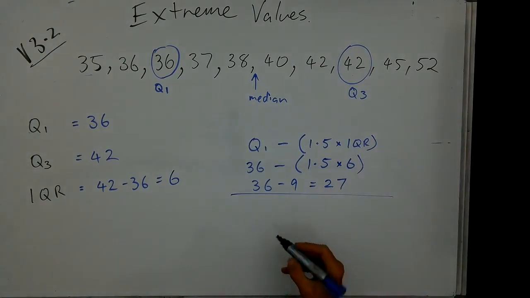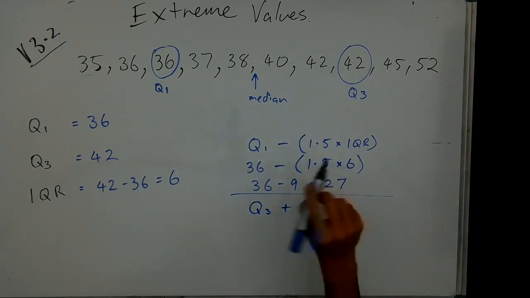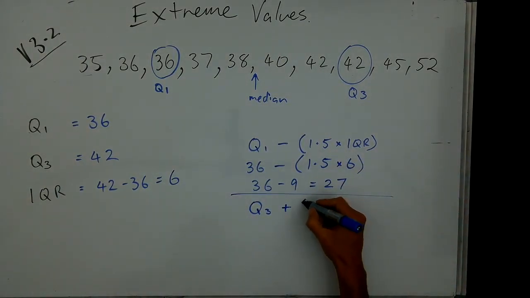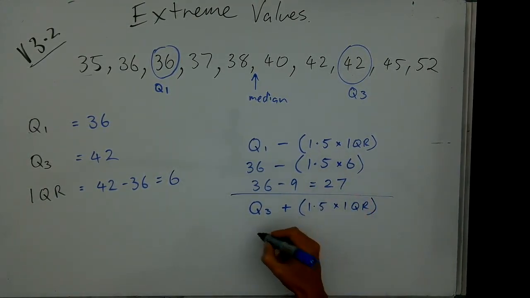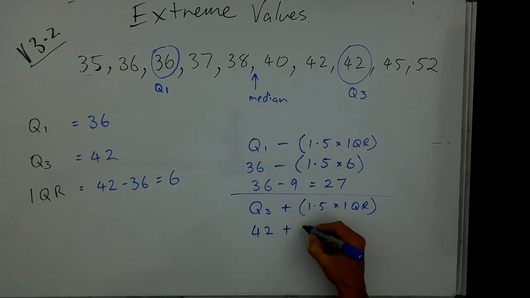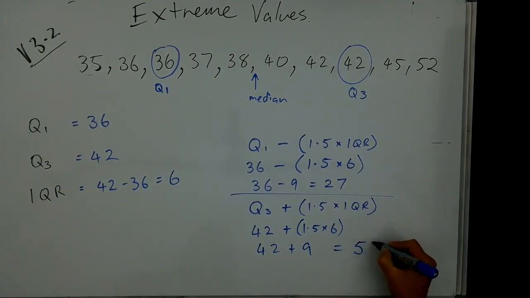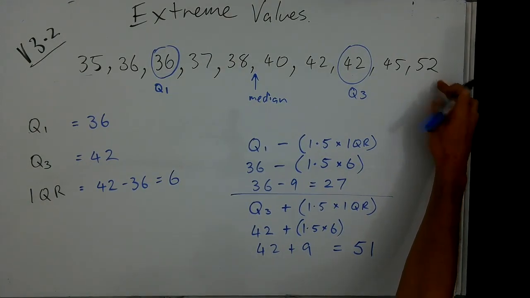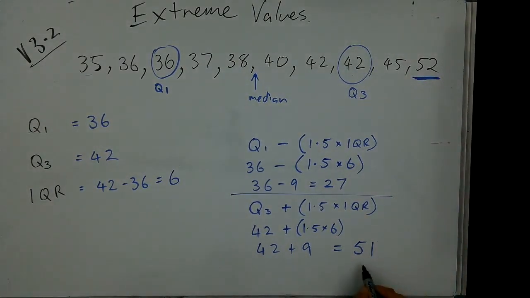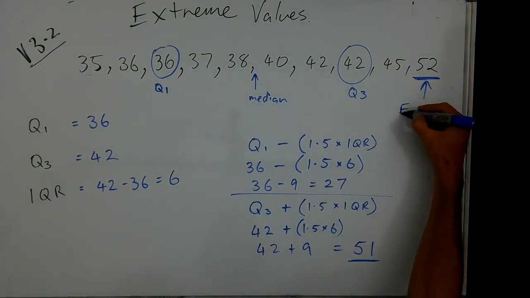All right, so we'll look at the top end now, and go Q3, and this time we add because we're looking for an upper limit, 1.5 times the interquartile range. So we've got 42, that's 1.5 times 6, 42 plus 9, which equals 51. And if we look, our largest bit of data is 52. So because that's bigger than 51, we can say that this is an extreme value.